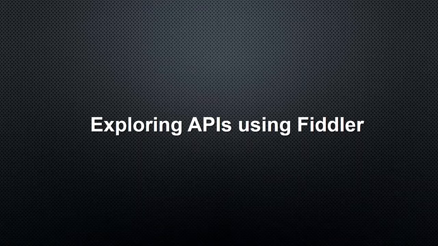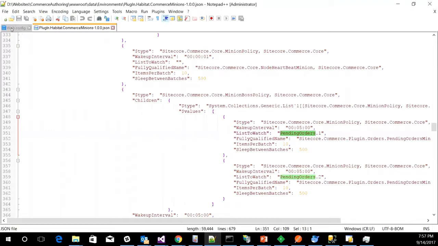Another way to do it is actually using Fiddler. I really like Fiddler for many reasons. I mean, Postman is very powerful, but you have to know what API you are looking for. But sometimes we actually want to know which API is getting called.